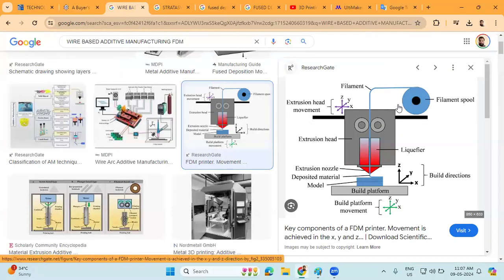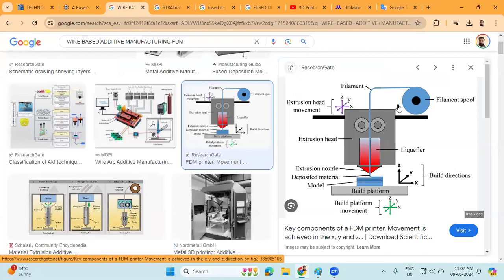Okay, so we are starting today's topic, that is fused deposition technology. So this is basically related to the wire-based additive manufacturing. First, we will explain the wire-based additive manufacturing. Then we will enter into the fused deposition modeling technology.